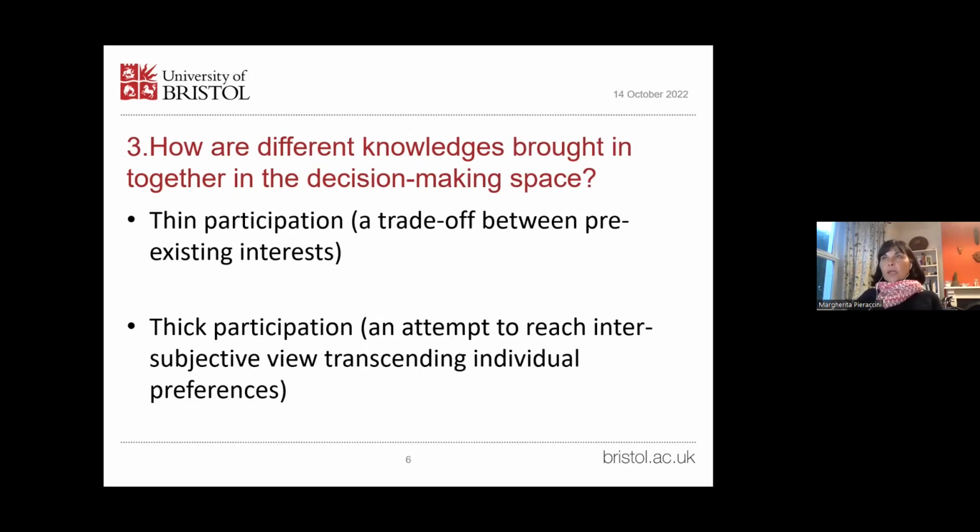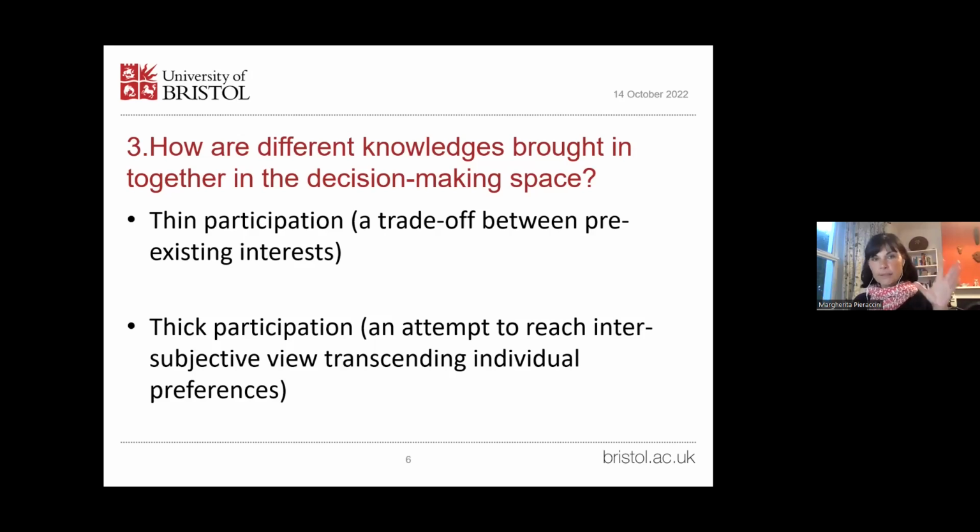Again, here I make a distinction between what we can call thin and thick participation. So it's not enough, even if we are as inclusive as possible and as open as possible, and we bring in all these different knowledges and these different epistemic communities to talk about a particular issue. How then do we enable these different knowledges to talk to each other?